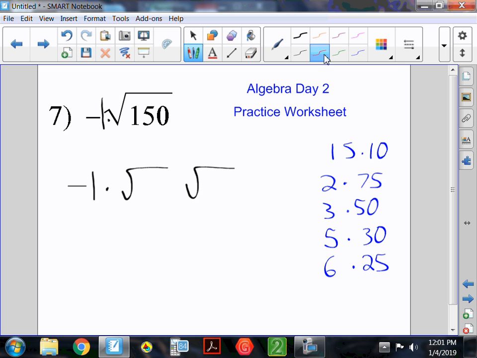Since I started with the smallest numbers, going 2, 3, 5, 6, when you get to a perfect square, that's going to be the largest perfect square there is. So 25 is going to be my largest perfect square.